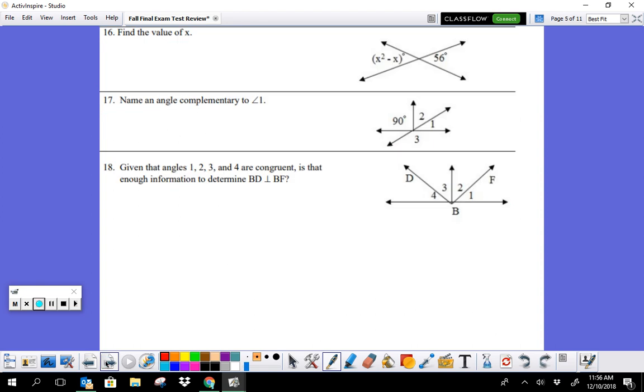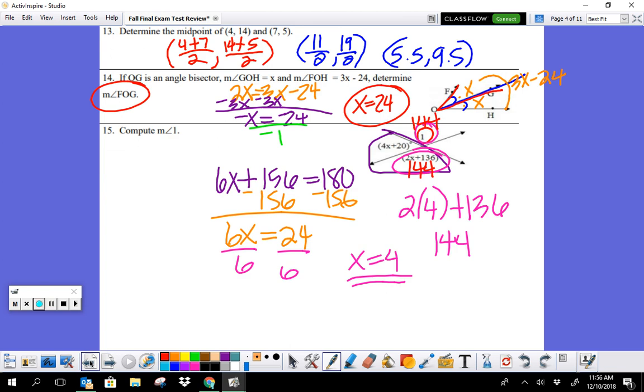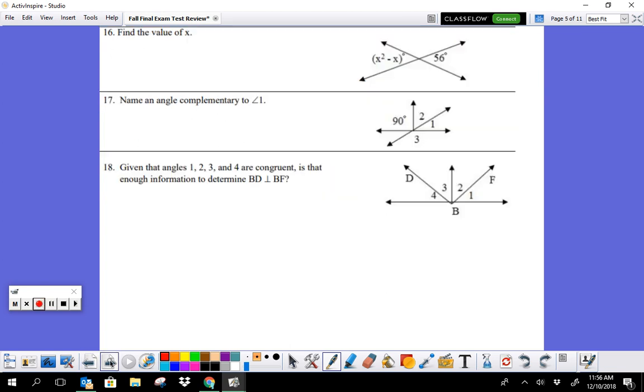Number 14, or 14, did I skip it? Oh, sorry, that was 15. Number 16, find the value of x. So again, you have to figure out how are these two angles related. They are vertical, so I'm going to set them equal.